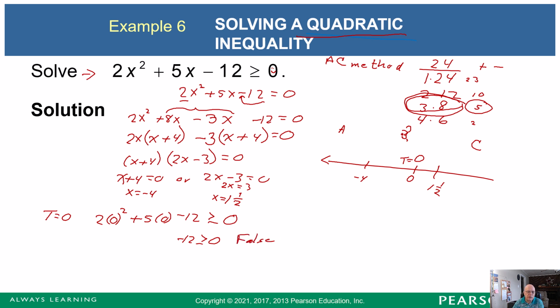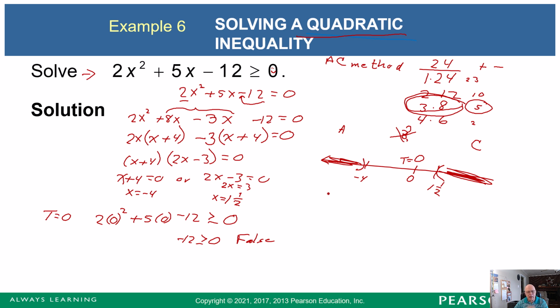So when I choose B, I chose wrong. But that does tell me where it is. It means this is not where the set of numbers is. It's going to be A and C. Now, it's greater than or equal to, so we'll have this set and this set, and we can color this in and color this in.